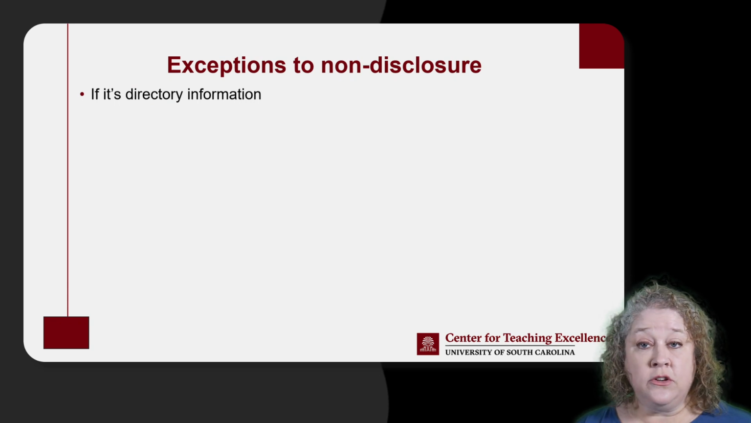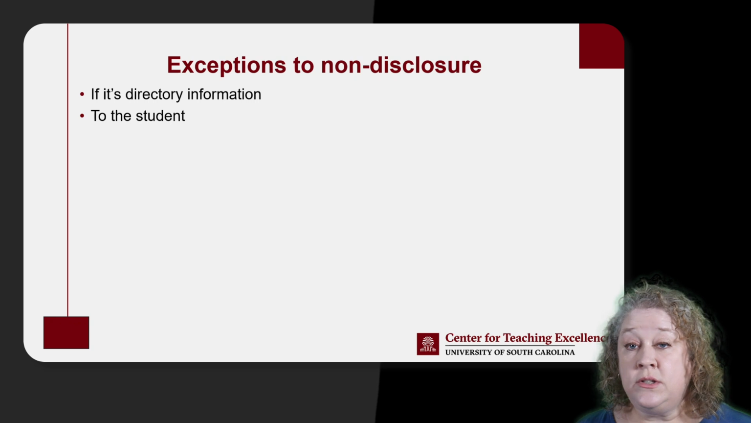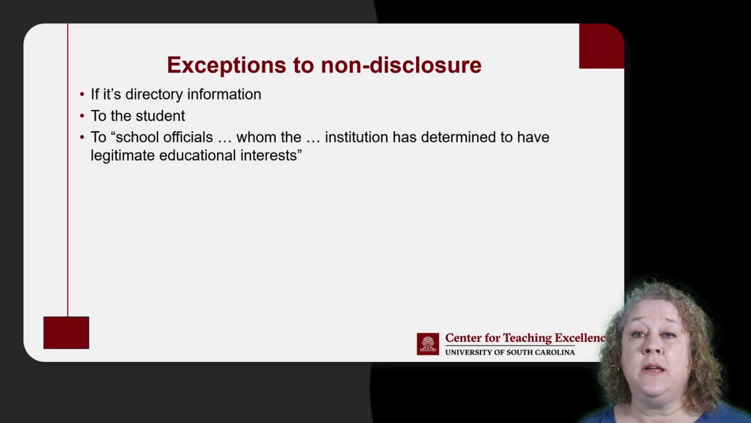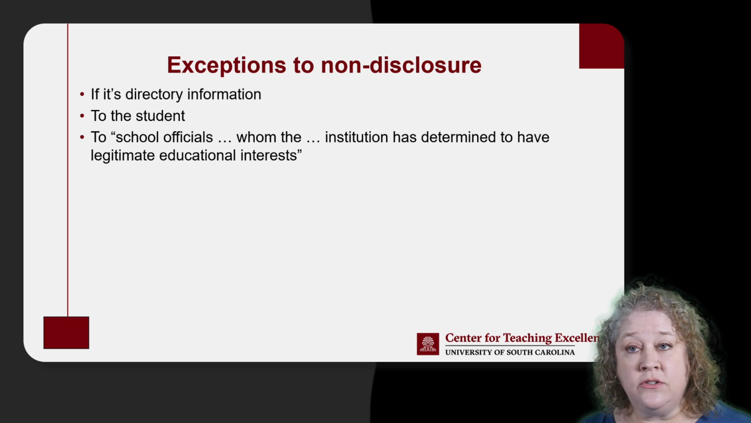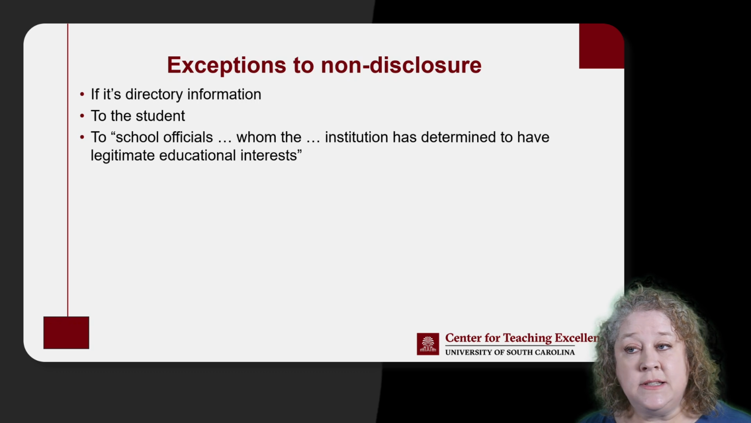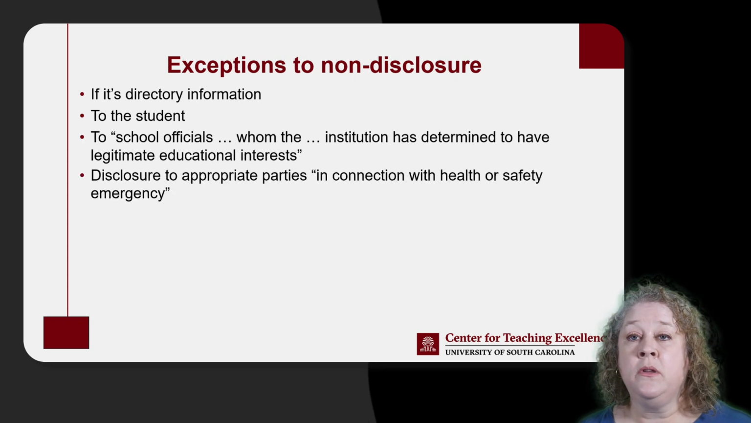So if it's directory information, of course, it can be disclosed to the student. So if a student requests that information, you must provide that information to the student. That's part of the law. It can also be disclosed to school officials whom the institution has determined to have legitimate educational interests. So for example, advisors or administrative assistants in a department or college, someone who may need that information regarding the student's situation, you can disclose it to them.